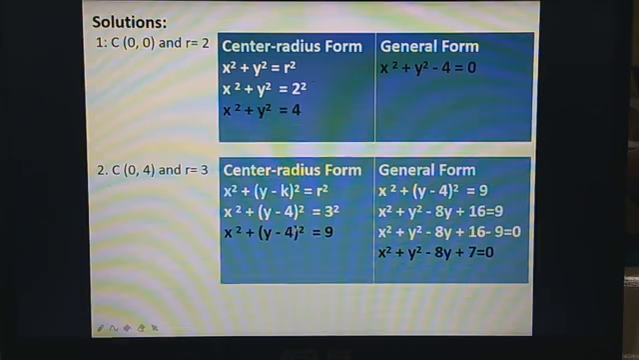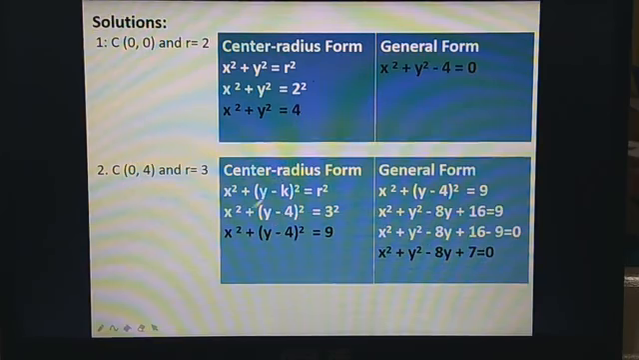Then let us simplify. We have x squared plus the quantity of y minus 4 squared equals the value of 3 squared is 9. So this is now our center radius form. So as you can see, wala tayong minus h dito dahil ang x-coordinate natin ay 0. Okay, next. The general form.